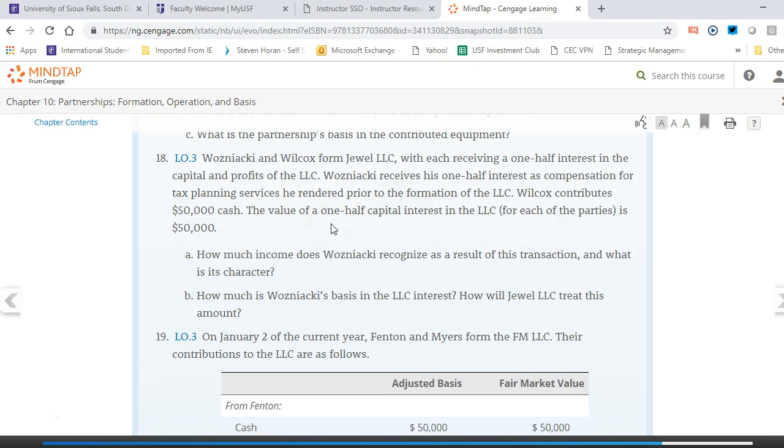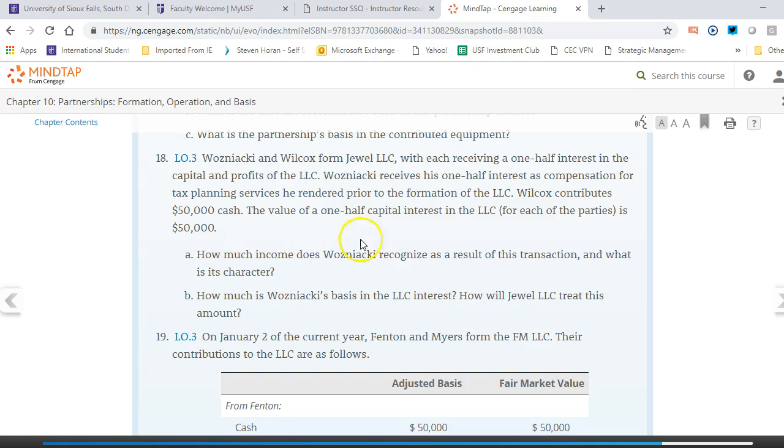Okay, question 18. Wozniak and Wilcox formed Jewel LLC, with each receiving a 1/2 interest in the capital and profits of the LLC. Wozniak receives his 1/2 interest as compensation for tax planning services he rendered prior to the formation. Wilcox contributes $50,000 worth of cash. The value of a 1/2 capital interest in the LLC is $50,000.